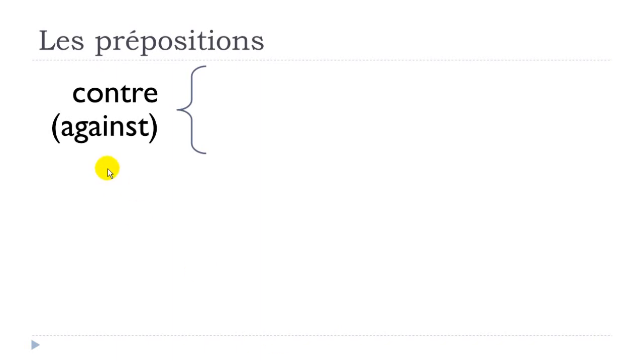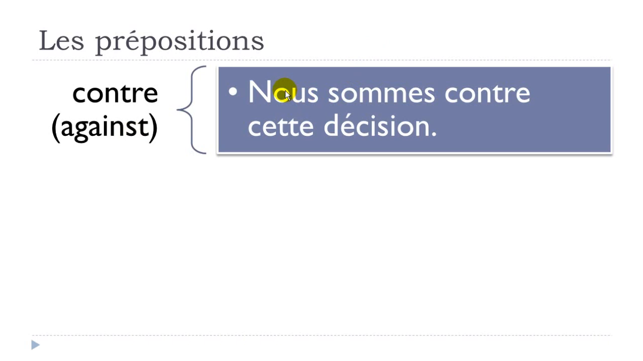Contre means against. One example. Nous sommes contre cette décision. Okay, this decision, and it's nous sommes, we are against this decision. Nous sommes contre cette décision.